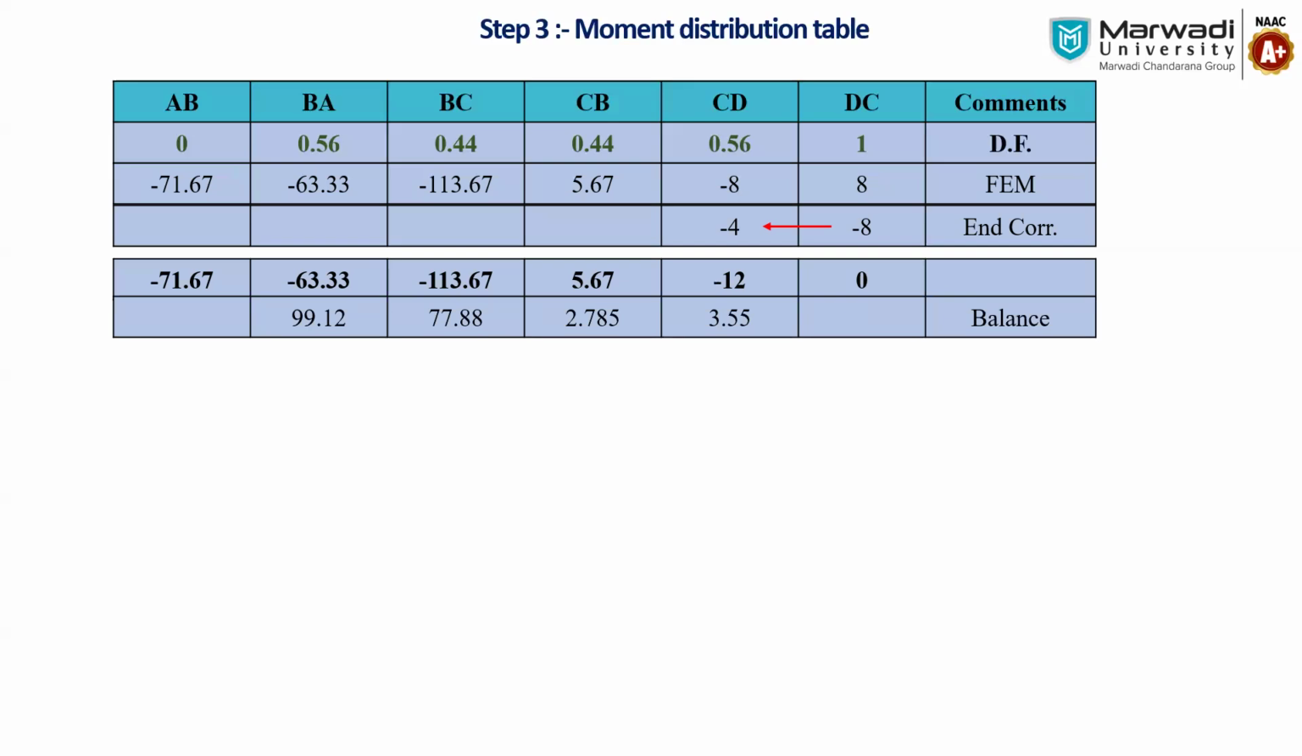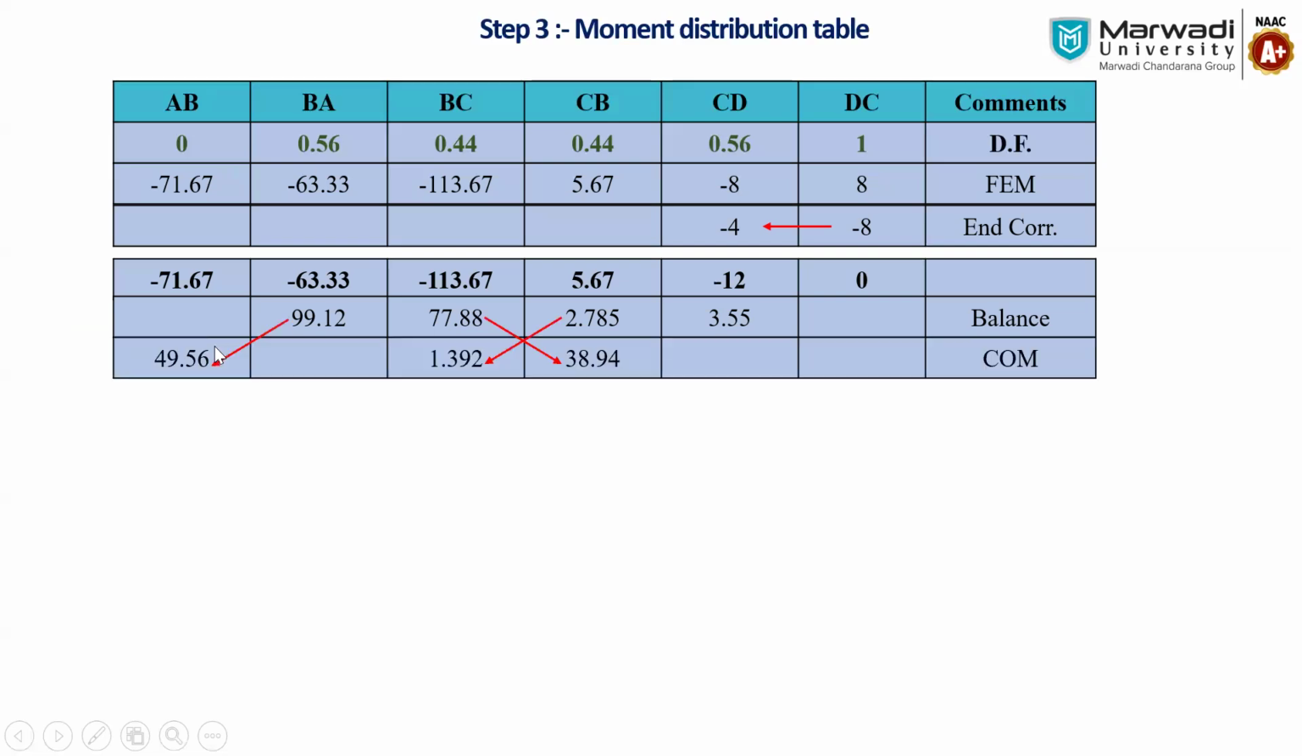So if you do the 6.33 multiplied by 0.44, it is 2.785. While 6.33 multiplied by 0.56 will be 3.55. Same way, like in the previous example, here we have to do the distribution or carryover moment. So carryover moment will be on all the far ends. BA will be carried over on the AB, 99.12, half will be 49.16.